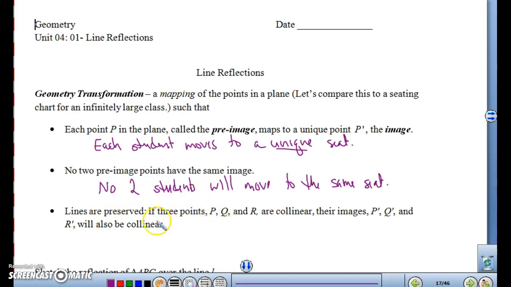And also, lines are preserved. If three points P, Q, and R are collinear, or on the same line, their images P prime, Q prime, and R prime will also be collinear. So basically, if you compare it to moving students around, students that start in a line will still be in a line after they move.